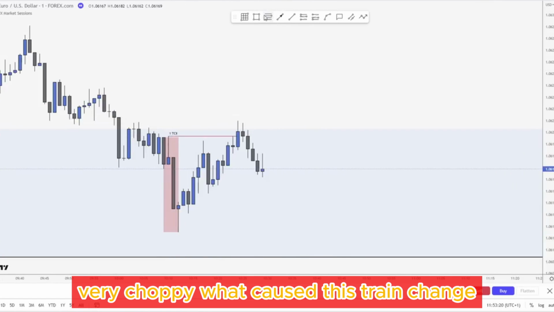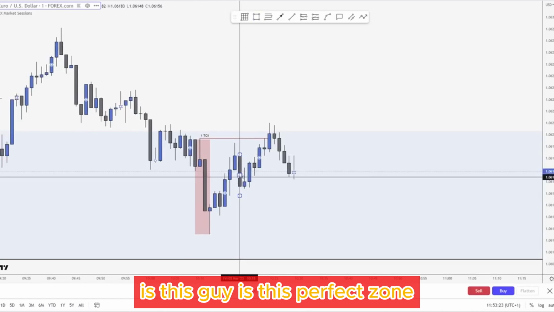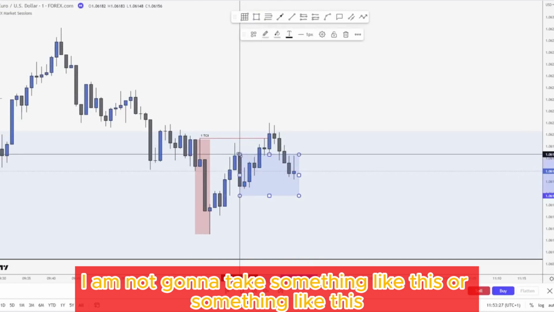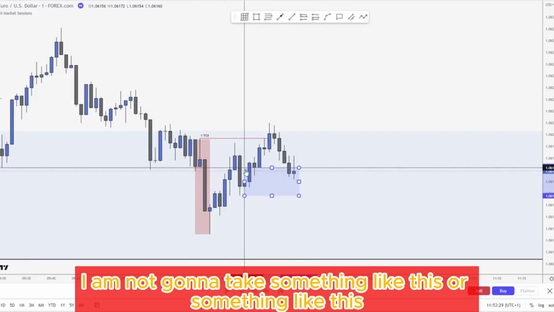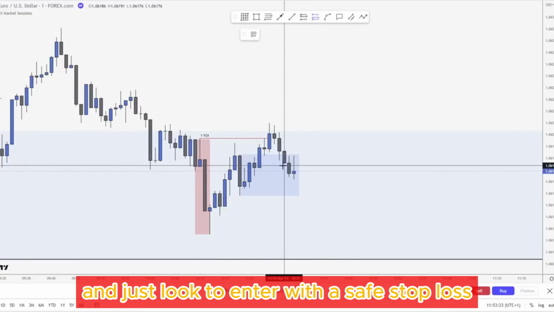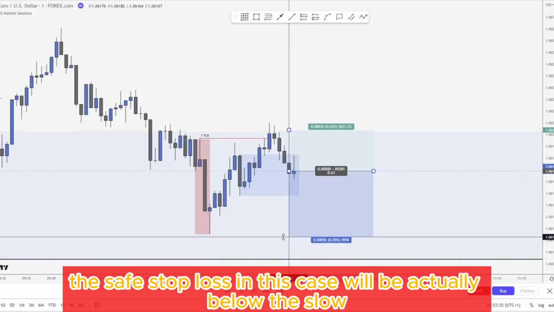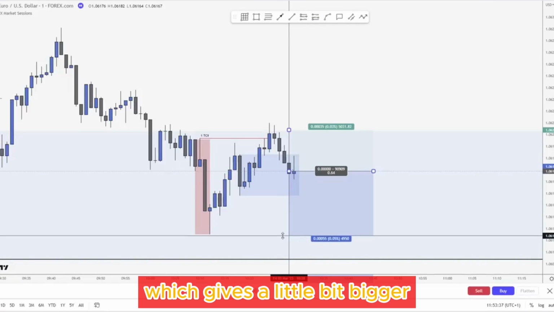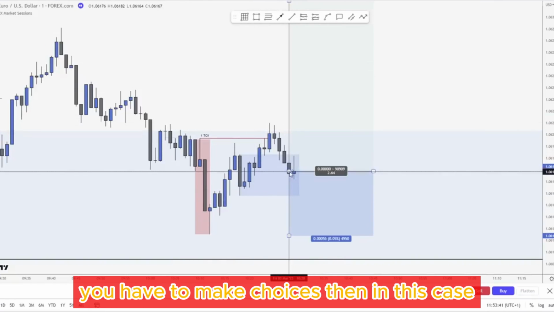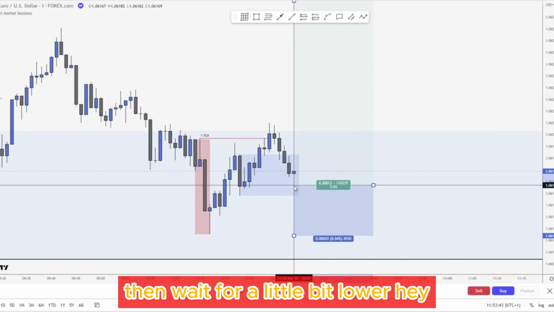What caused this trend change? It's this guy. Is this a perfect zone? No. Right? So why did I take it like this? Because again, I am not going to take something like this or something like this. I'm going to take it bigger like that and just look to enter with a safe stop loss. The safe stop loss in this case will actually be below the low, which makes it a little bit bigger. So again, you have to make choices. Are you not happy with the stop loss? Then wait for a little bit lower.